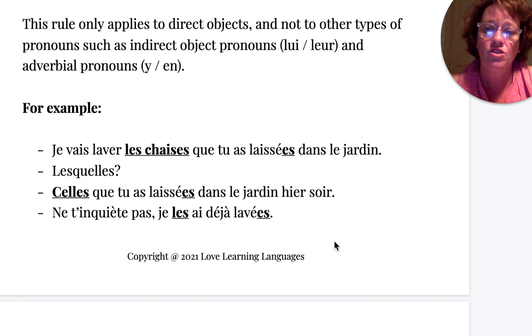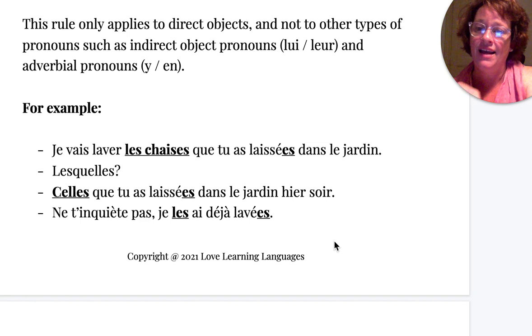How do we know that's a direct object? Well, because it answers the question, what? What did you leave in the garden? The chairs. So you have the full direct object here. This is not a pronoun. This is the direct object, les chaises. And this happens a lot when you have that relative pronoun que in the sentence.